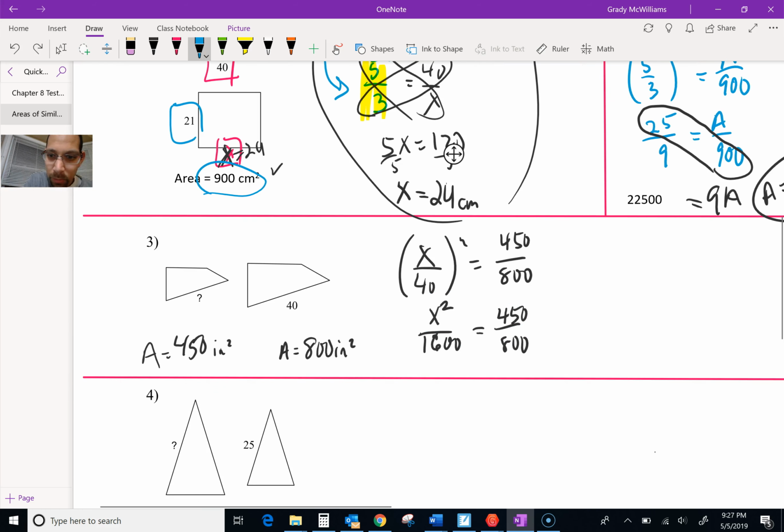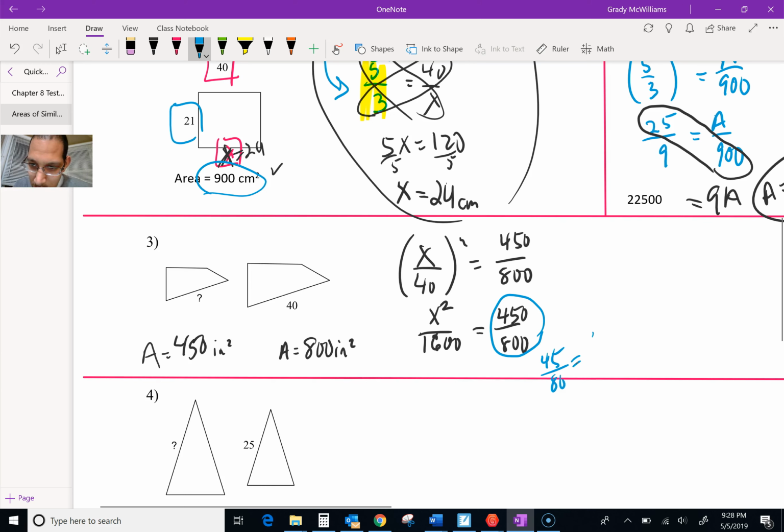But to save myself a little bit of trouble, I could simplify this fraction, 450 over 800. That'll simplify down to something. At least I know it'll simplify to 45 over 80 because 10 goes into both of those. Then I know 5 can go into both of these. I could simplify that fraction and make my work a little bit easier.